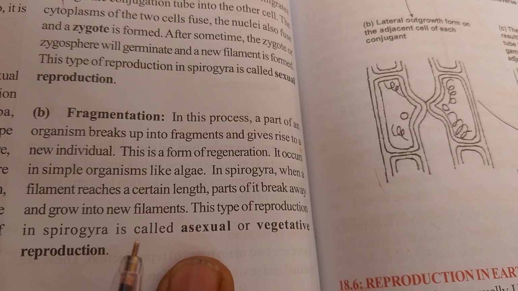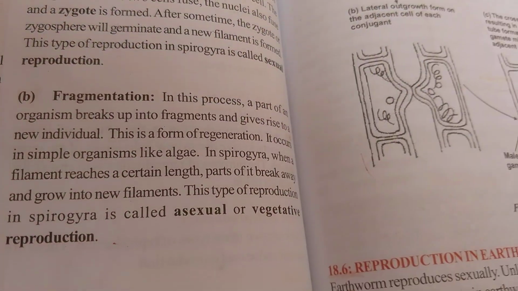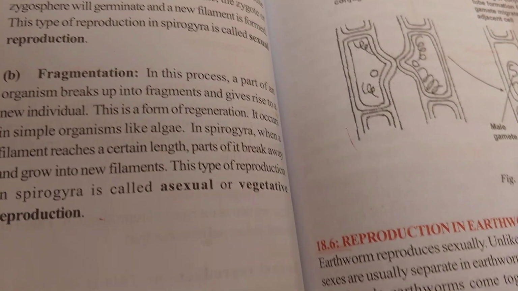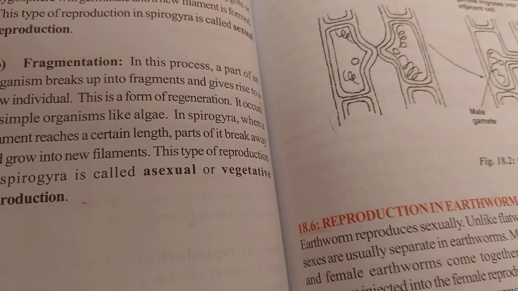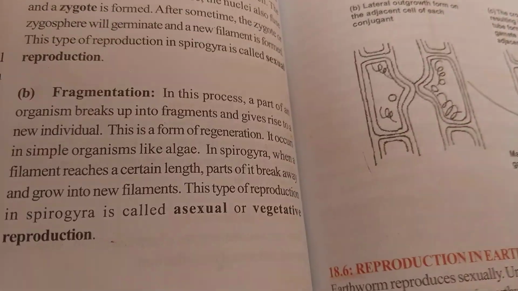Then now fragmentation. In this process, a part of the organism breaks up into fragments and gives rise to a new individual. The word fragmentation simply means breaking into fragments. It'd be like a fragment of bottle, a fragment of glass. That's what it means. So for example, one spirogyra splits, breaks down, then the one that falls on the ground will grow again, forming another spirogyra.